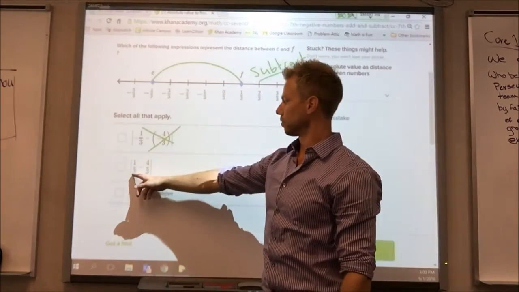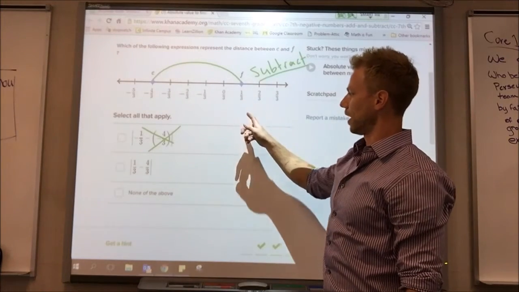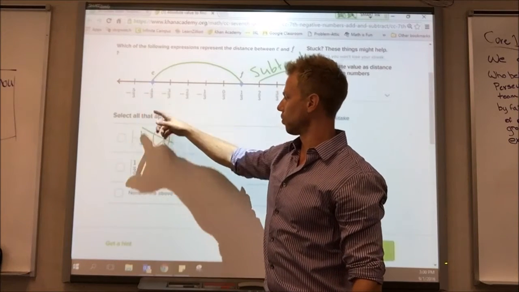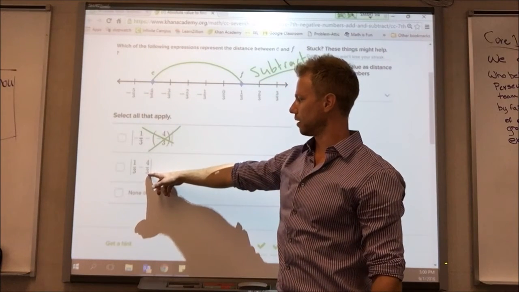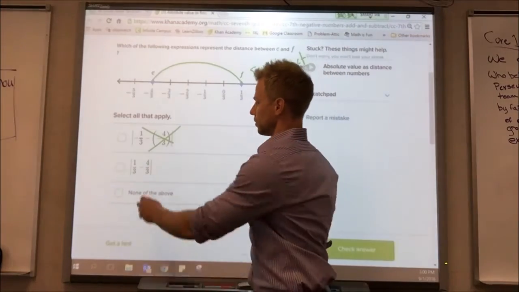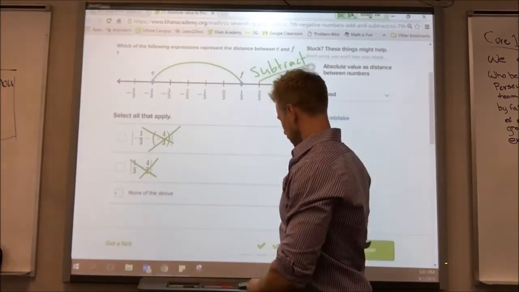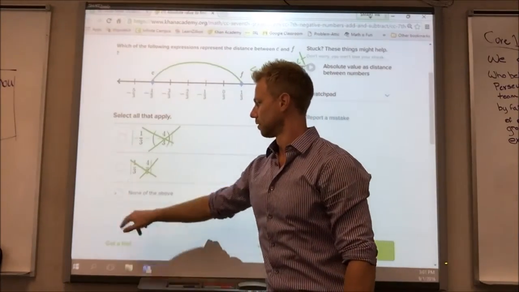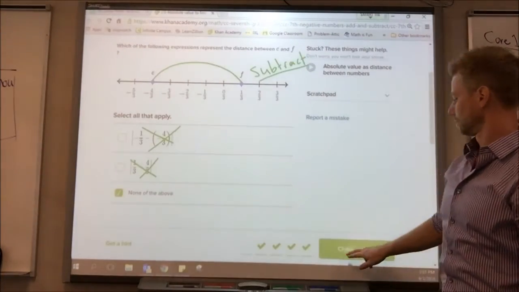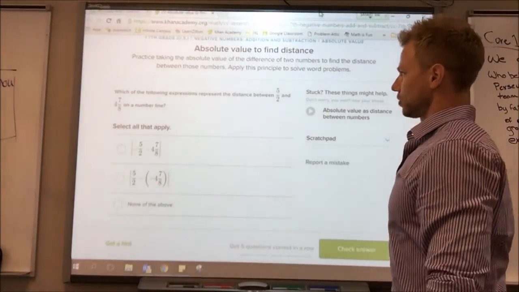The second one, we have a +1/3, which is good. Then we have to subtract, which they did, a -4/3. But they don't have a -4/3. They're subtracting a +4/3. So that one doesn't work either. It's got to be none of the above then, the last one. And that's correct. All right, let's try another one.